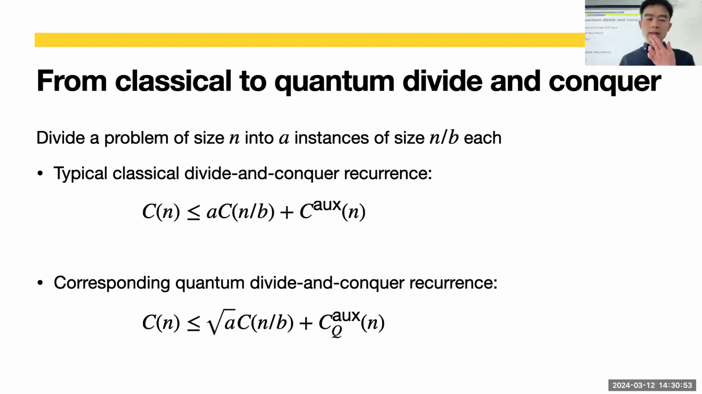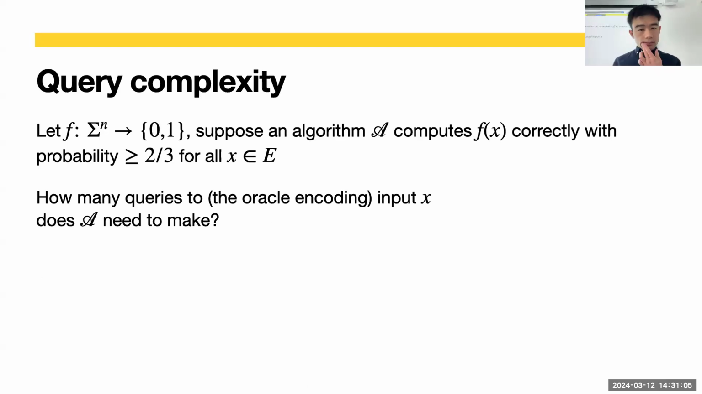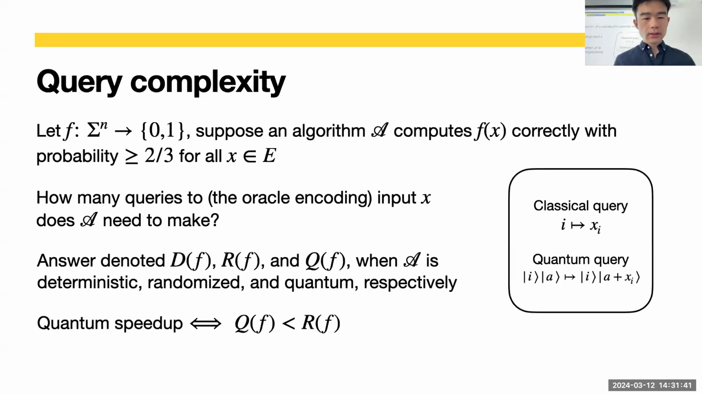So going back to the question earlier, we need to be a bit more careful about what we mean by these C's. And to be rigorous, let me talk to you a little bit about query complexity. The query complexity model is a simplified model of computation where you're given a function f, and you want to decide how many queries to the oracle encoding an input x in the domain of f the algorithm A needs to make in order to compute f(x) correctly with probability at least 2/3 for all x. The answer to this question is denoted D(f), R(f), and Q(f) when A is deterministic, randomized, and quantum respectively.